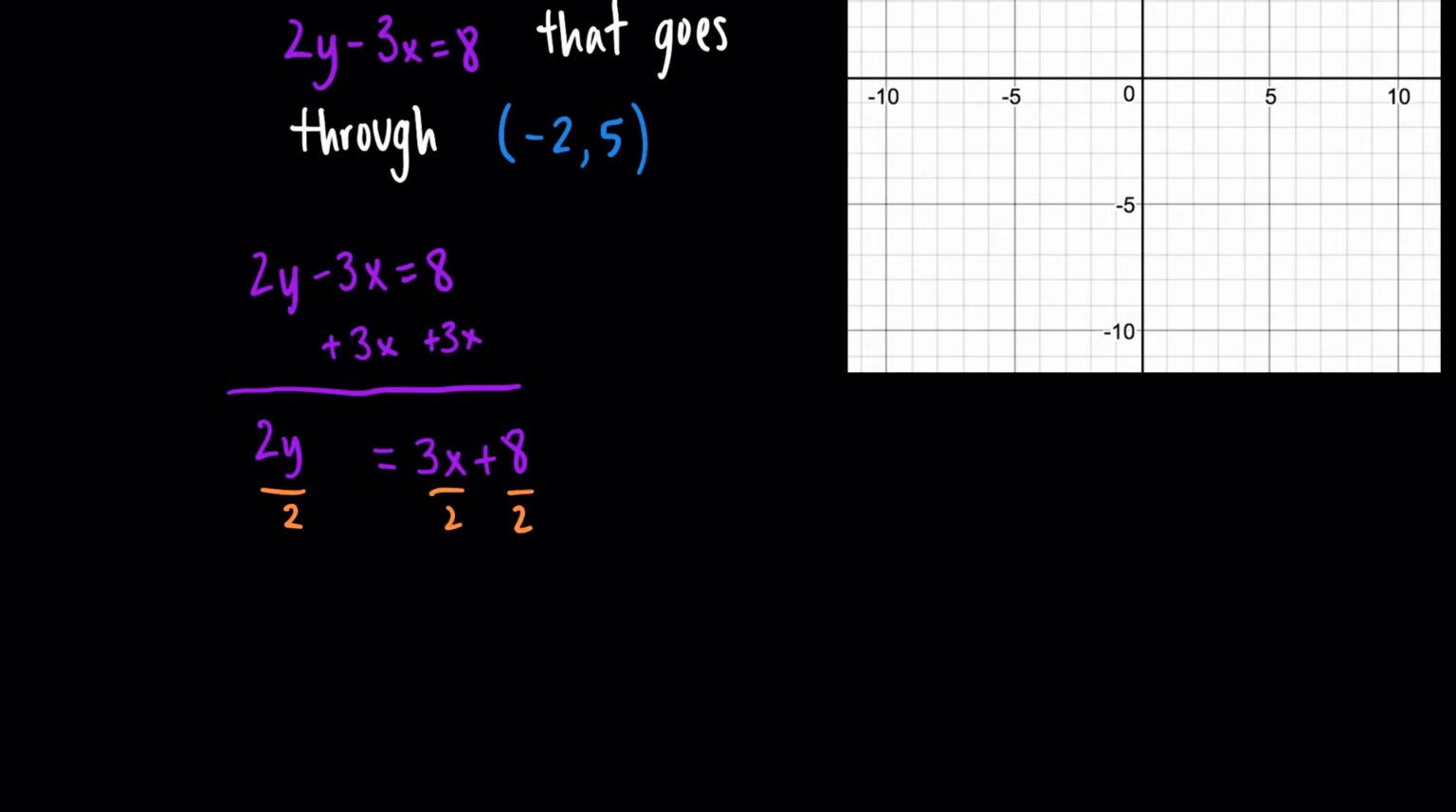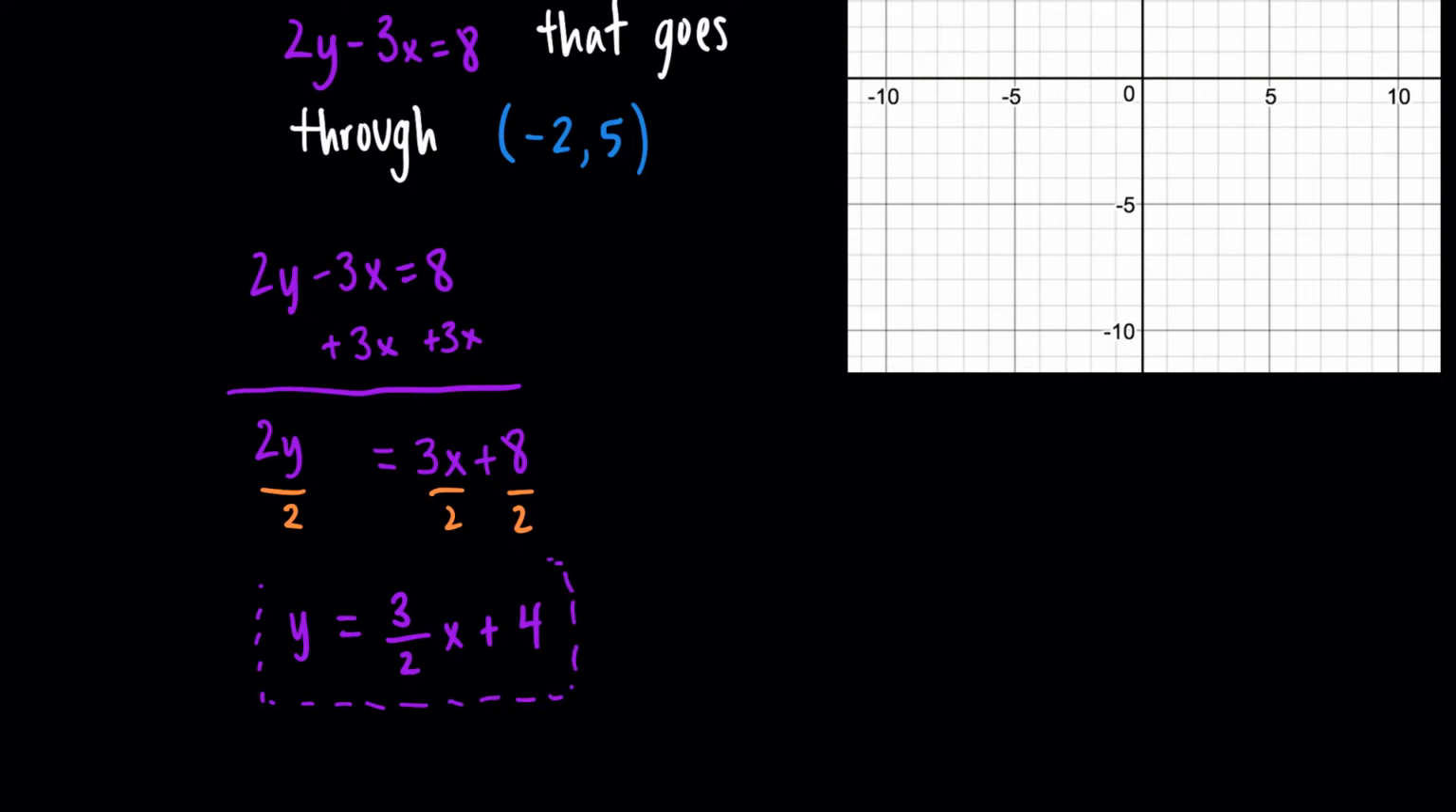So you'll finish with, let's do purple here. You'll finish with y is equal to 3x over 2, I'm going to write that as 3/2 x plus, and then 8 over 2 is 4. Okay, this is the original line.